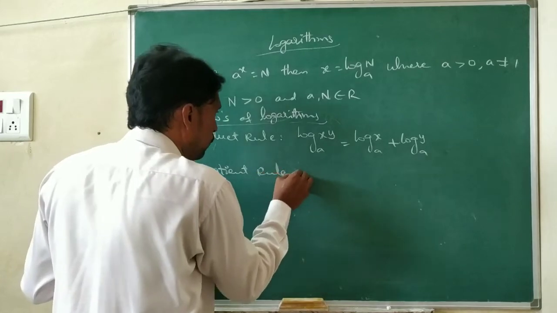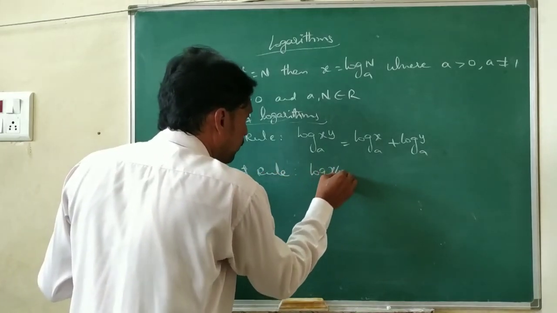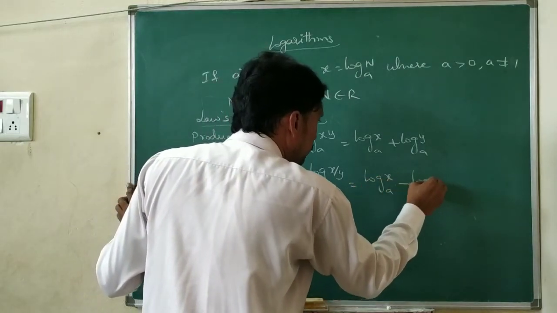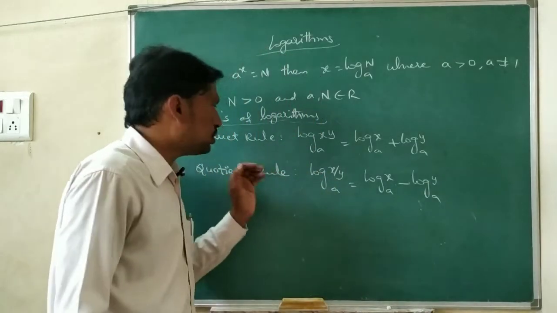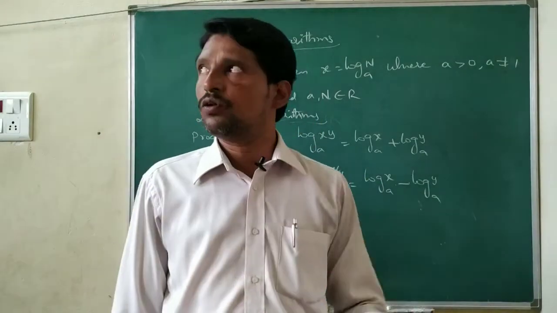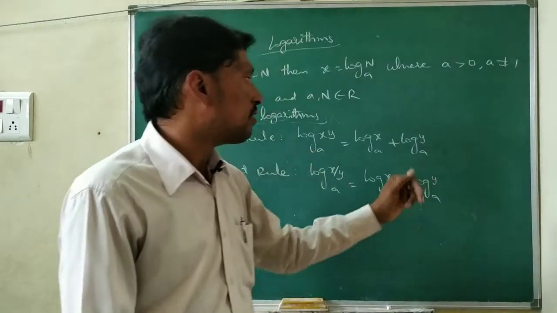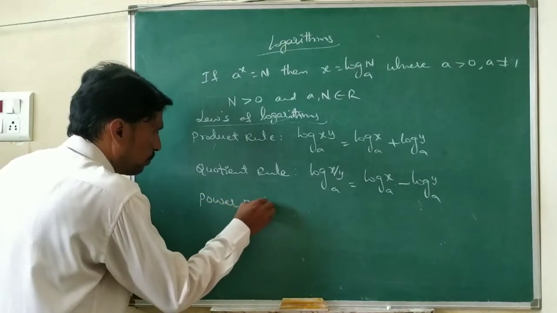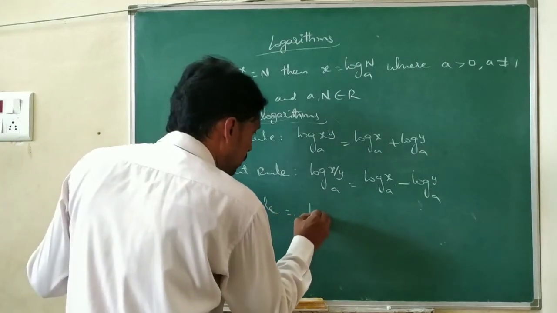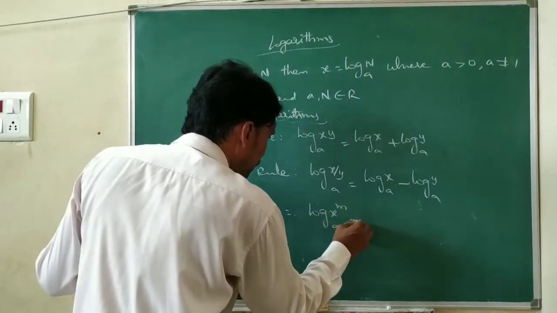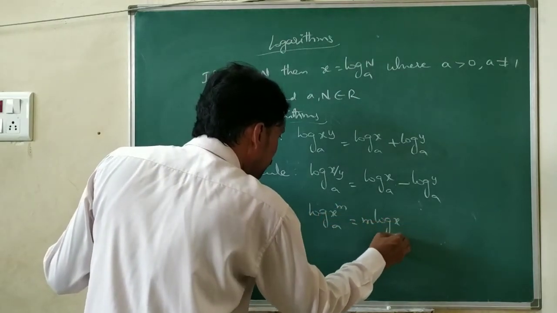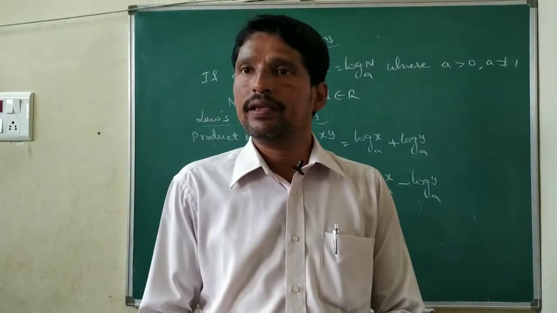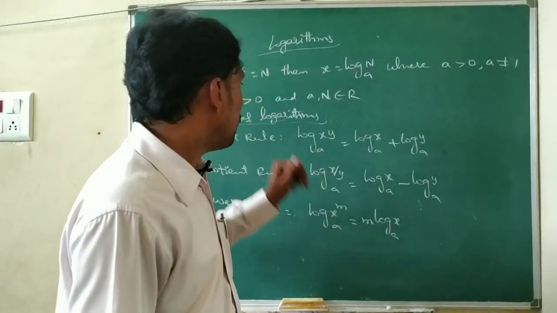Next, the quotient rule. What is the quotient rule? Log x by y base a equal to log x base a minus log y base a. Next, the power rule. What is the power rule? Log x power m base a equal to m log x base a. So these are the laws of logarithms.